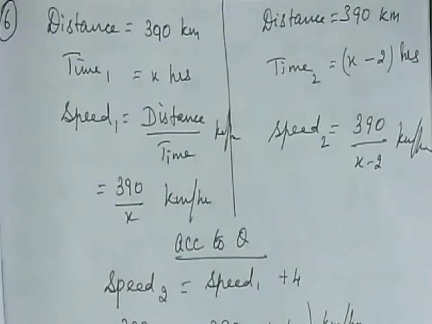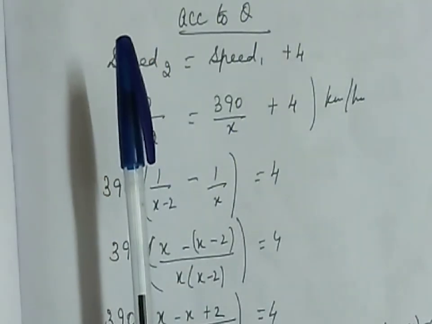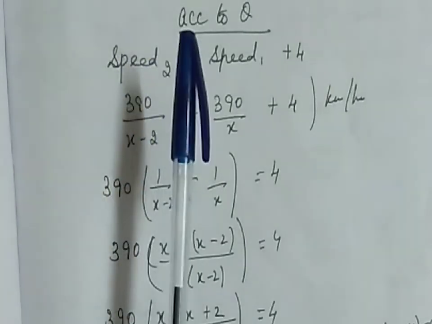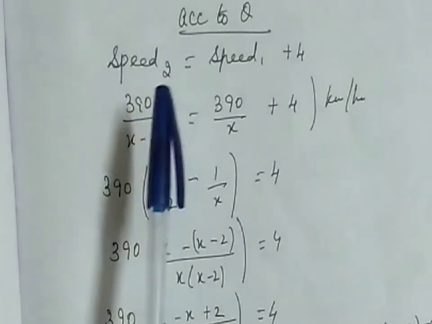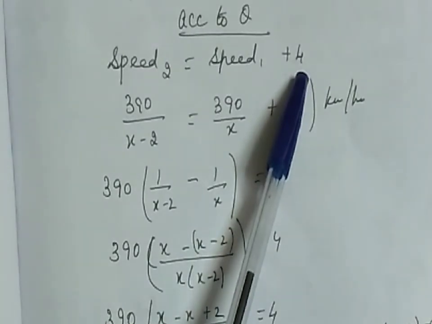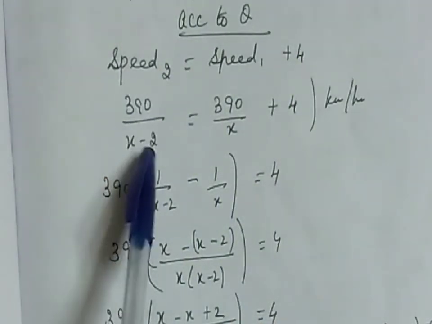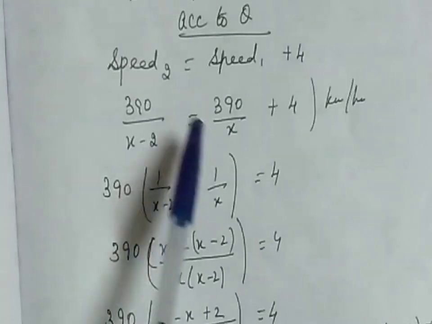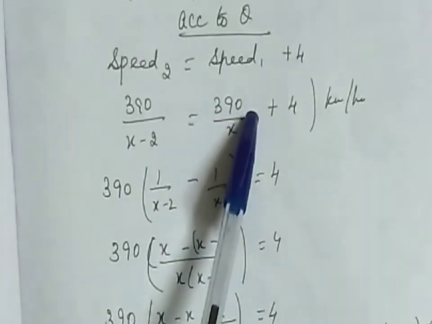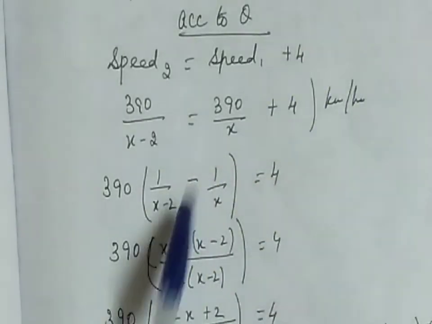Clear? Now, according to the question, what is given? The speed of the second one is 4 kilometers per hour more than the first one. So you write 390 upon x minus 2. The second one's speed, you know, that is equal to 390 upon x plus 4 kilometers per hour.